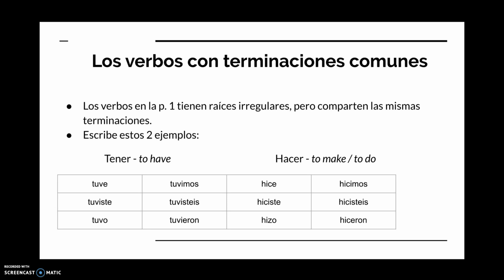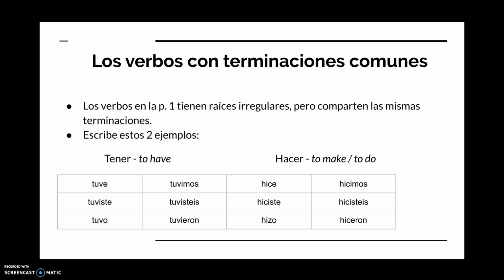And hacer, which I picked purposely because of the irregular él/ella/usted form, the even more irregular form, to make or to do. We have yo hice, tú hiciste, él/ella/usted hizo, nosotros hicimos, vosotros hicisteis, and ellos/ustedes hicieron.